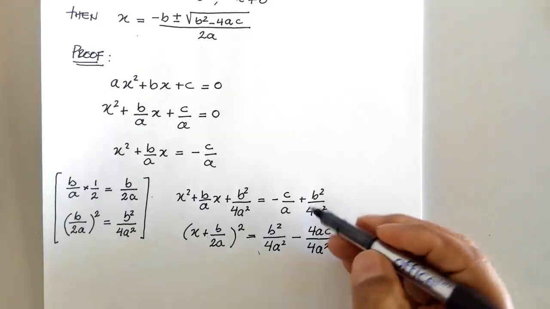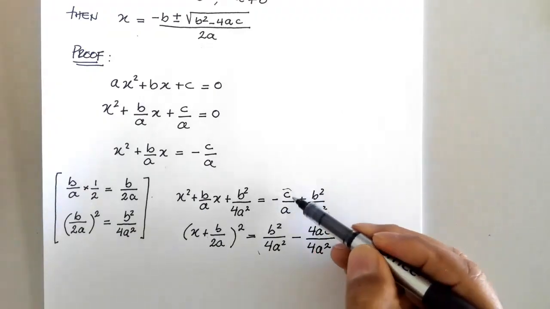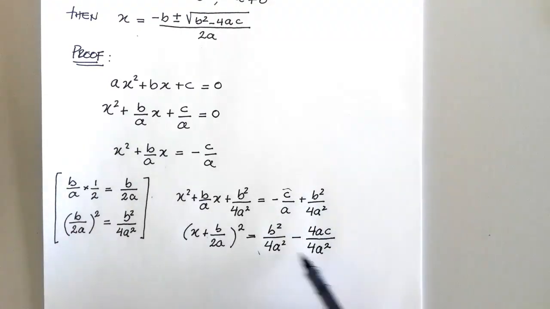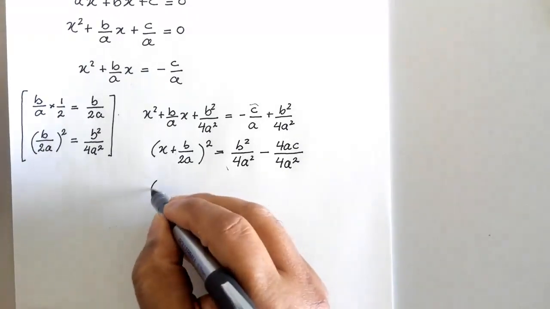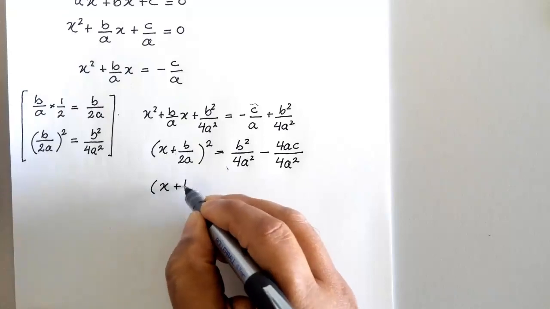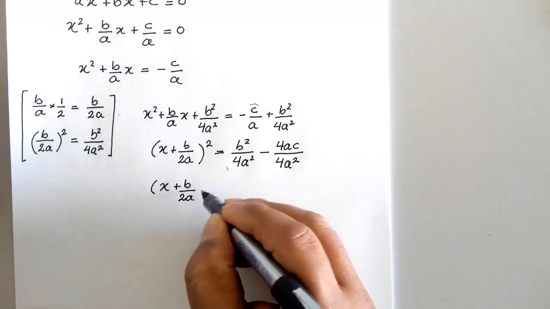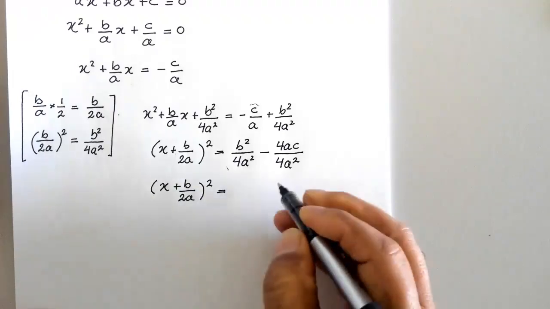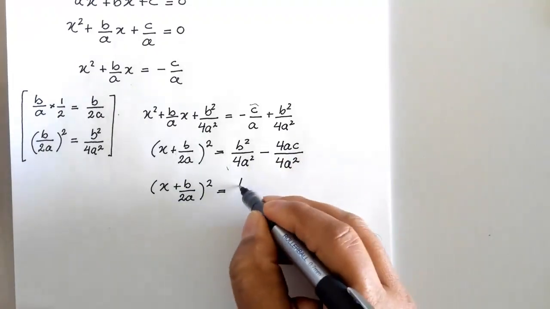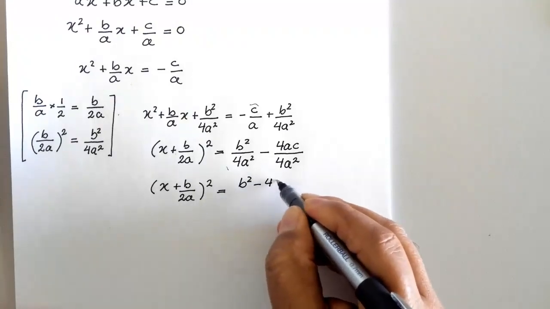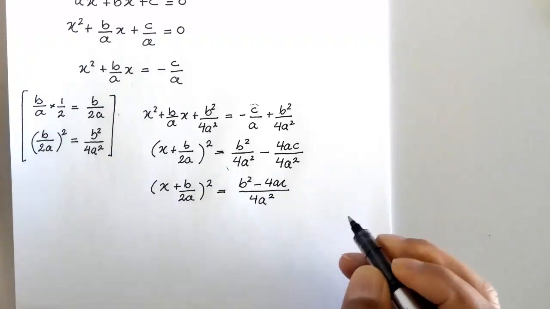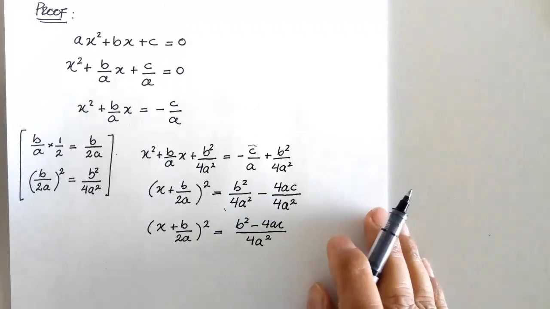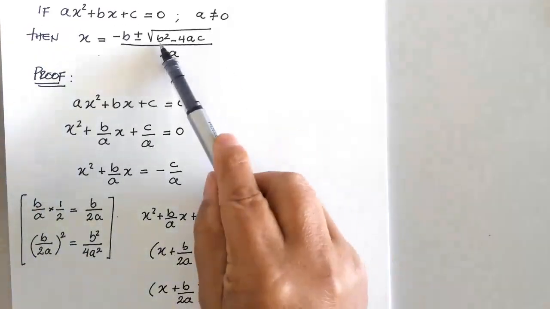Okay, so all I did is multiply the top and the bottom by 4a. So then we have the same denominator. Right. And then let's continue. So then x plus b over 2a, squared, is going to be equal to, now I can put this together, b squared minus 4ac over 4a squared. And this is looking good already, because in the formula I have this b squared minus 4ac.